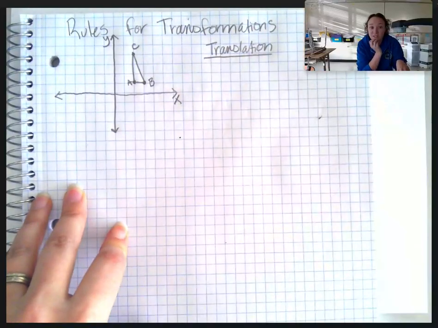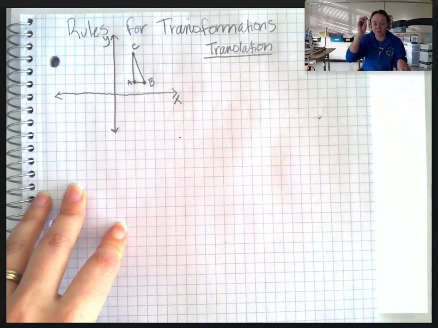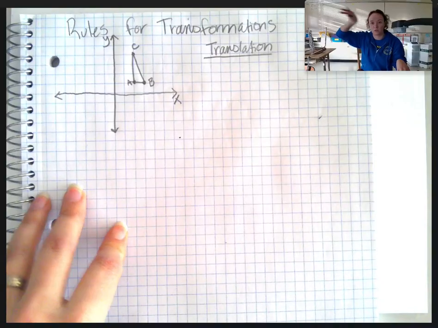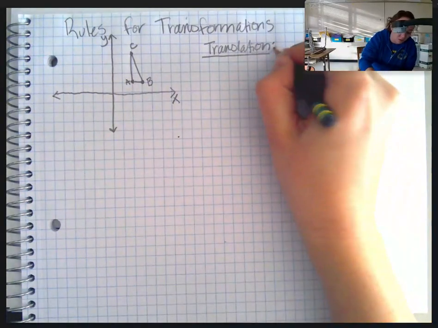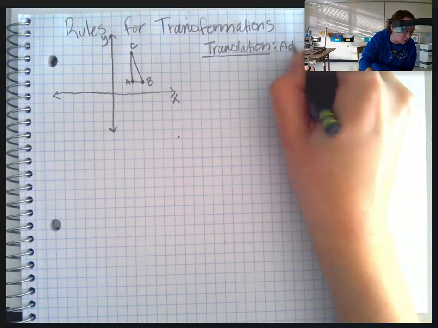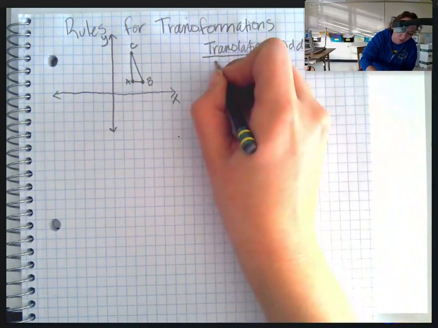So translations are the easiest. These ones you're just going to add or subtract the number of coordinates that you want it to move to the right, left, or up, down to the X or Y axis, depending on which way you want it to go. So we're going to say add or subtract from the coordinates.